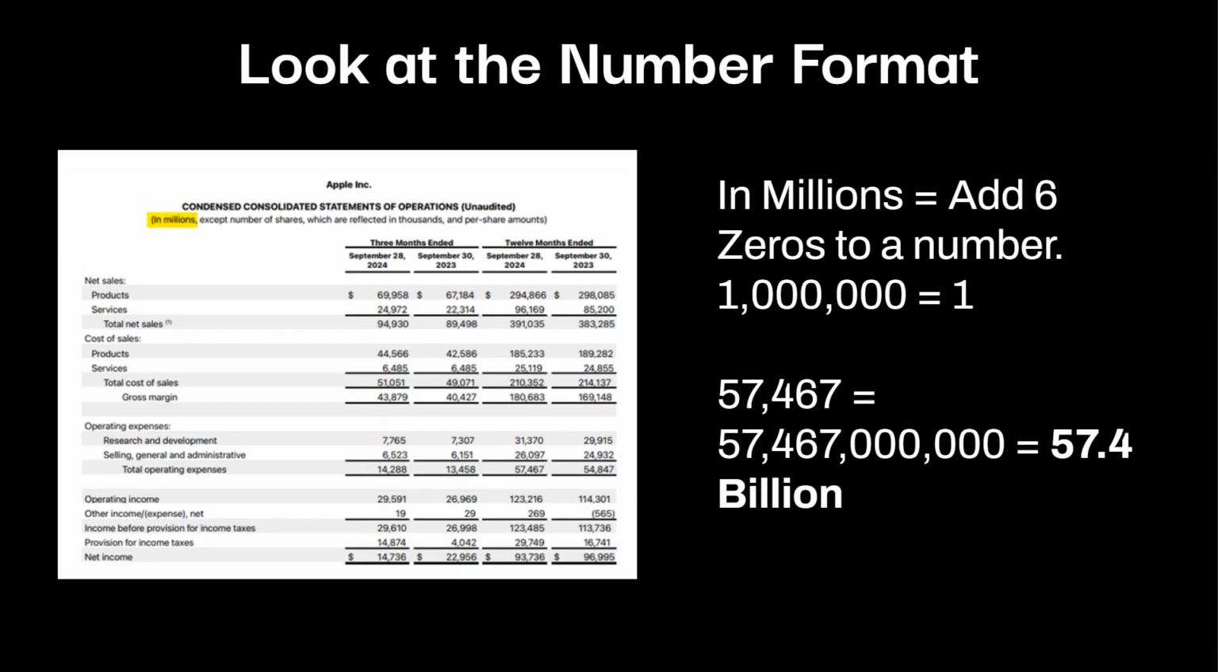Another thing to be on the lookout for is the number format. So on Apple's website, it says in millions, right? So essentially what that means is you add 6 zeros to a number. So you have the number over here of 1 million, right? There's 6 zeros associated with it. It's equal to 1. Then you can grab a number over here, like I grab the total operating expenses, right? 57,467. And we add 6 zeros to that, right? 57.4 billion. But it's easier to represent 57,467 here on the statement.